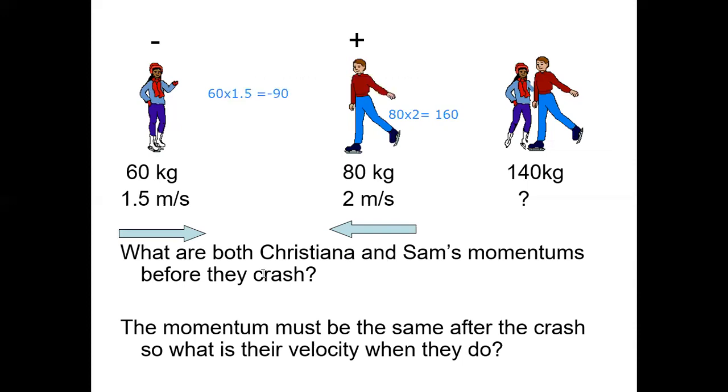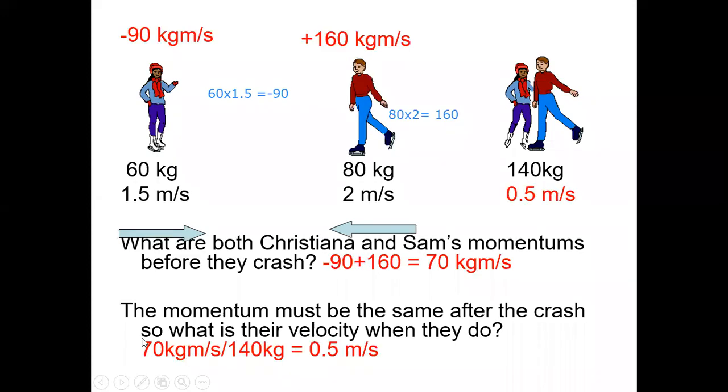So what are both Sam's and Christina's momentums before they crash? We've got that. That's half of it. And then the momentum must be the same after the crash. So what's their velocity when they do? So how do we work this out? We've done half of the question. So what do we then do here? You add them together, which gives you 70 kg m/s. Why is it 70? Because remember 90 is a negative. So you do negative 90 plus 160, which gives you 70 kg m/s, and that's their total momentum.